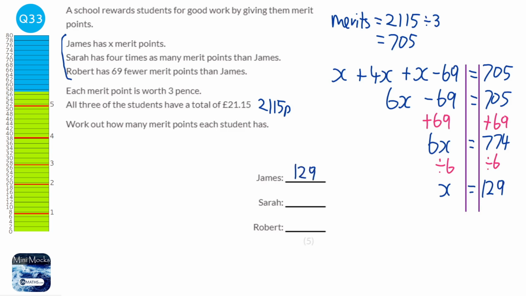Sarah has 4 times more, so she will have 516. And Robert has 69 fewer, so we're going to take 69 away from that, and that will equal 60.